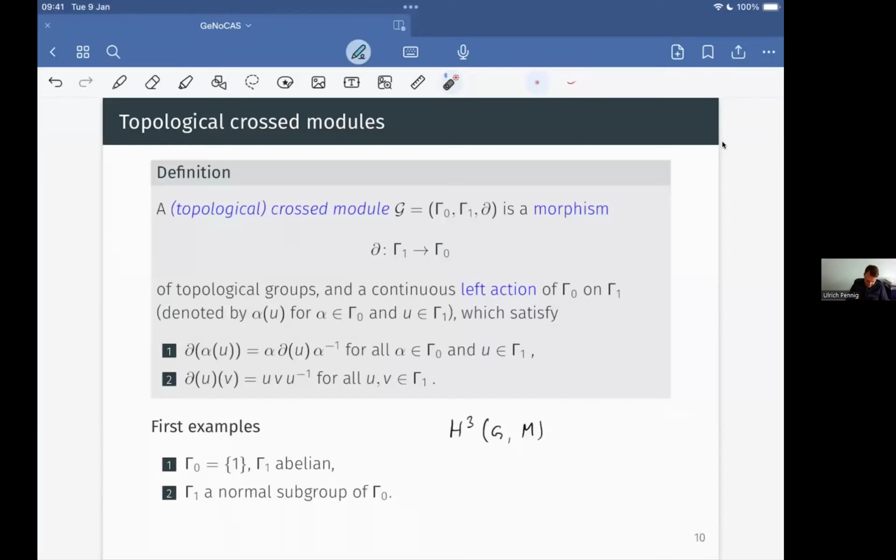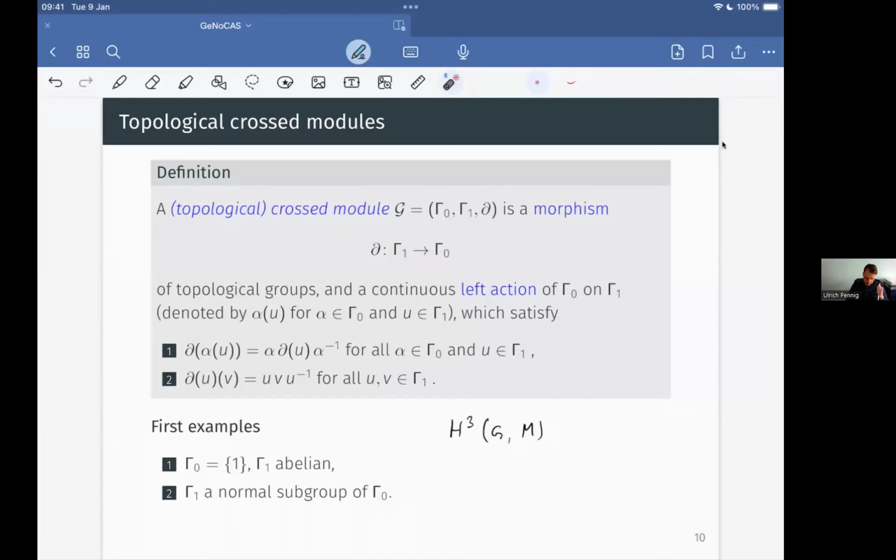Okay, thanks. So just to give you one more example: if gamma 1 is a normal subgroup of gamma 0, with the inclusion map as the map here, and the action of gamma 0 on gamma 1 just by conjugation, that is another crossed module. These are the straightforward examples that you can come up with.